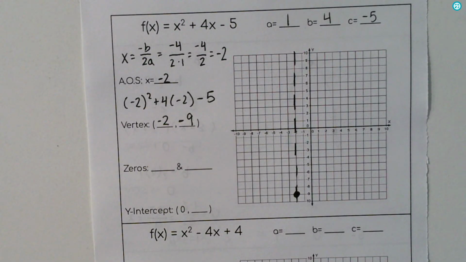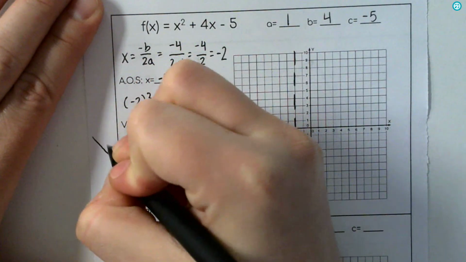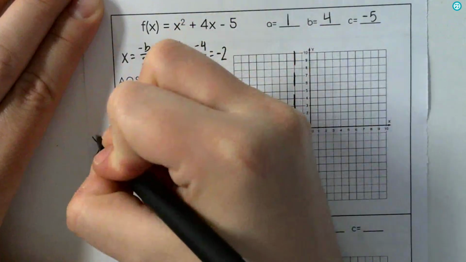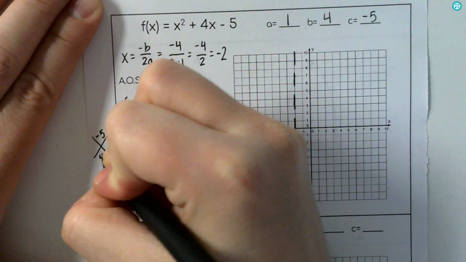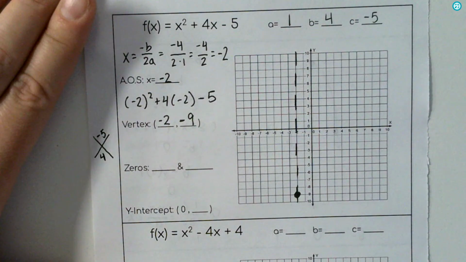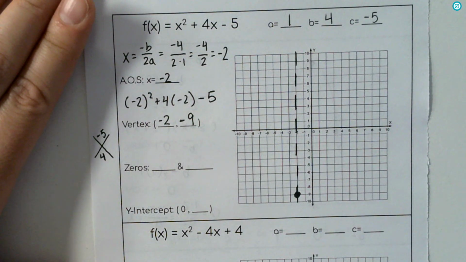Okay. Any questions about finding that vertex? Okay. We will go ahead and factor to find our zeros now. So on this one, when we factor, we are trying to find two numbers that multiply together to be negative 5 and add together to be 4. What are the only numbers that multiply together to be 5?